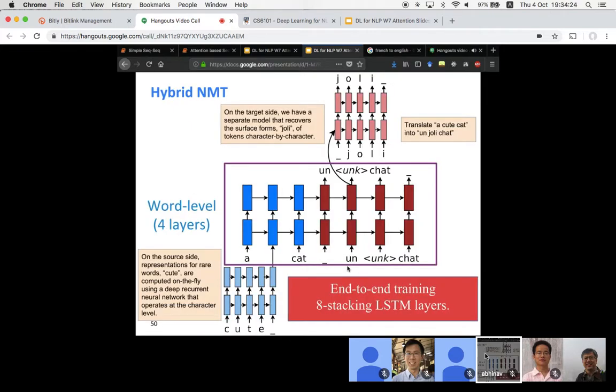So it's actually two paths. The first path is you operate on word level and keep the unknown token as it is. The word level is just a normal LSTM. They're just stacking LSTMs together and doing end-to-end training. So for example, for "the acute cat", it can predict everything except the acute.